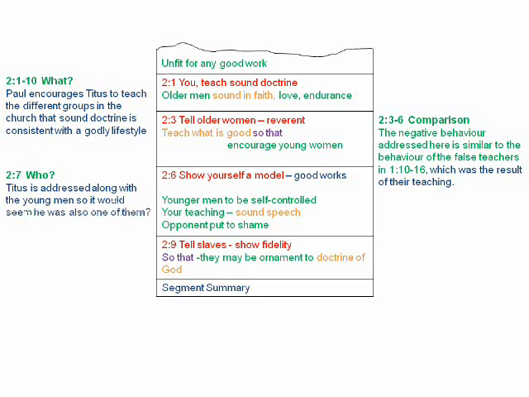Chapter 2, verse 7, the observation question being answered is to who? And that is Titus. And we notice that Titus is addressed along with the young men. And so very probably that's because he too was a young man as Paul was addressing him, even as Timothy was, as part of Paul's apostolic team.